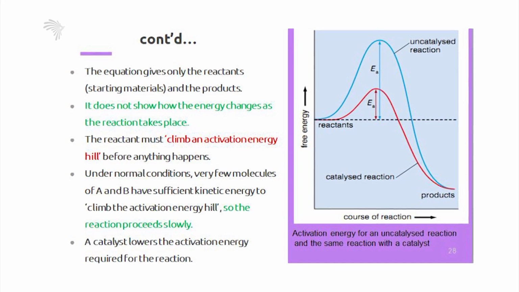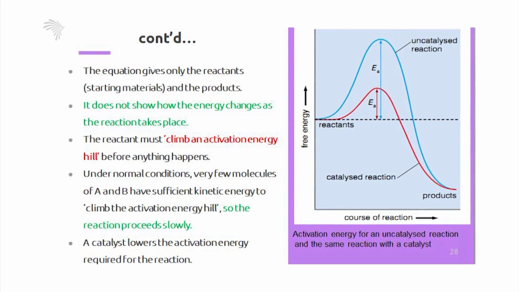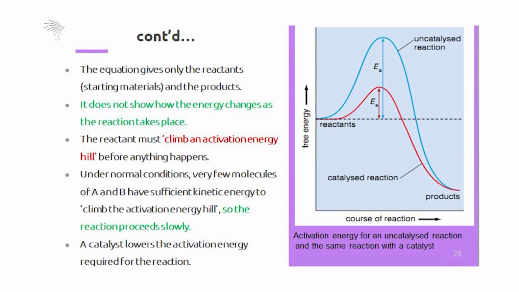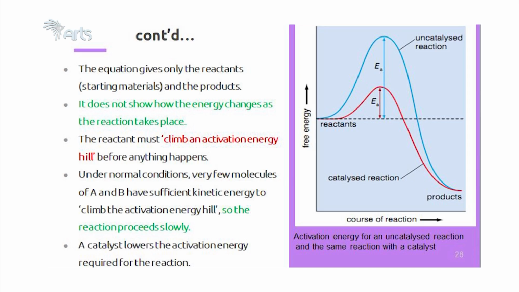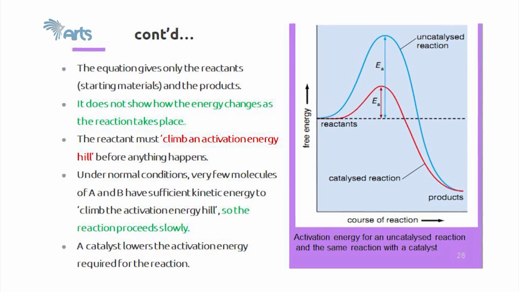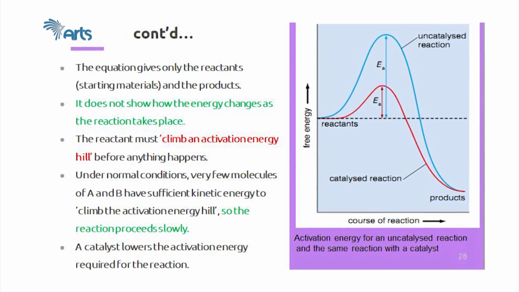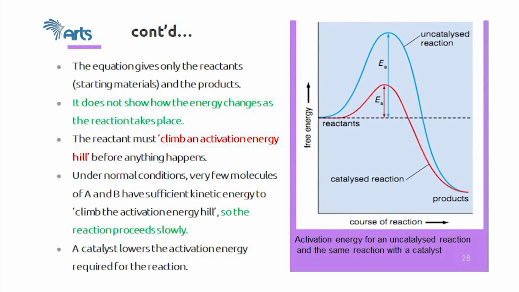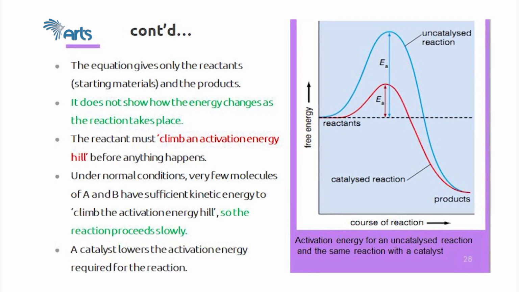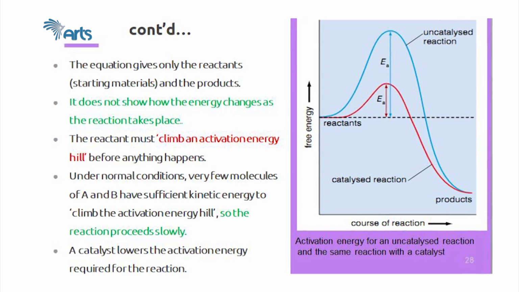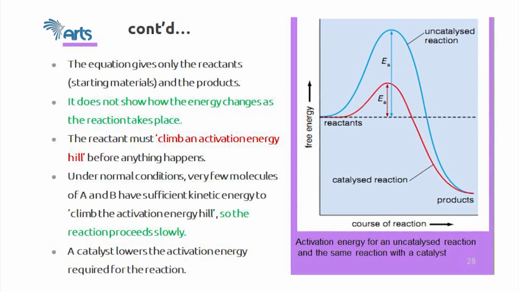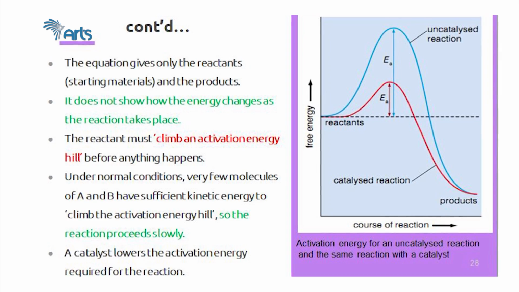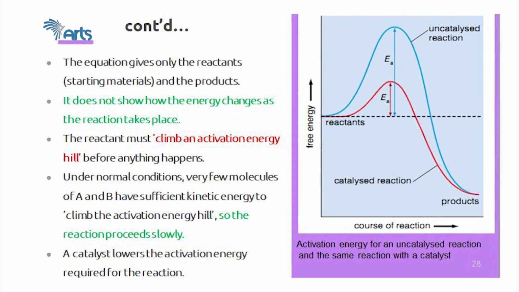So the equation gives only the reaction. Here A plus B equals AB, as I mentioned earlier. The equation gives you only the reactants, starting materials, and the products. It does not show how energy changes as the reaction takes place. The reaction must climb an activation energy hill, as I mentioned earlier, before anything happens. Under normal conditions, very few molecules of A and B have sufficient kinetic energy to climb the activation energy hill. So the reaction proceeds slowly.